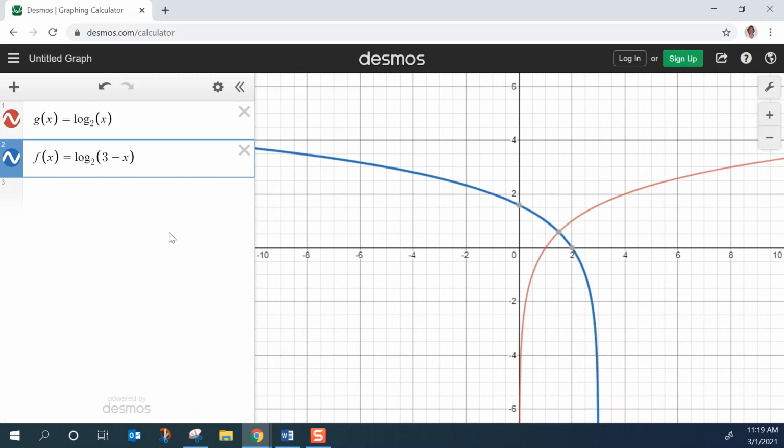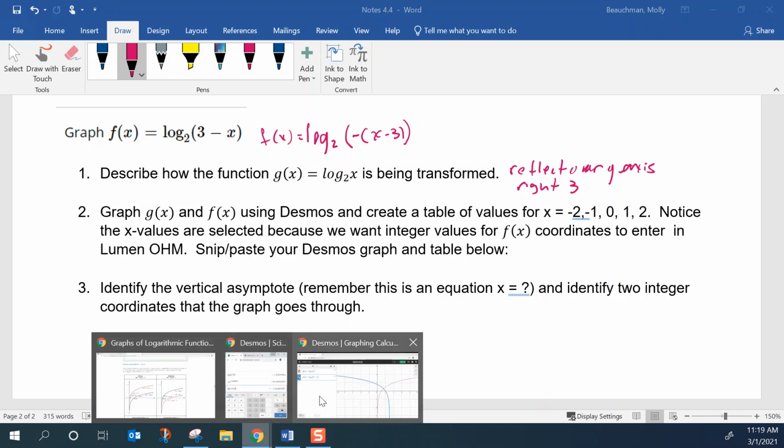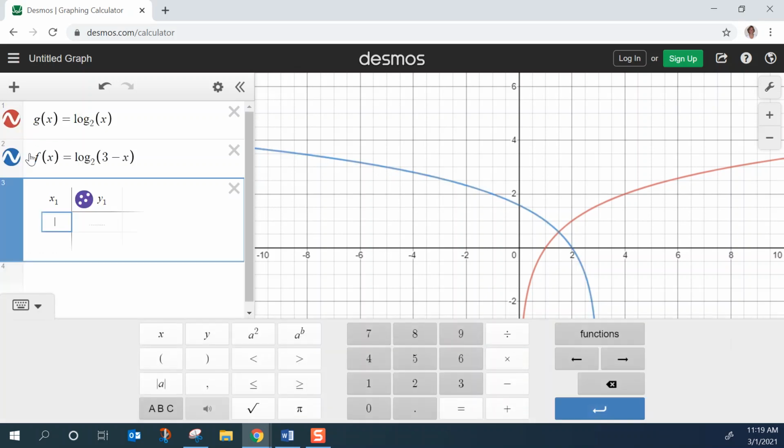So you can see how the two functions are related to each other. We've got our g of x, which is log base 2 of x, and f of x, log base 2 of 3 minus x. Now let's make a table of values using Desmos. So add a table. Putting it in function notation is what will allow you to create the table pretty quick, and I'm just going to put f of x in here.